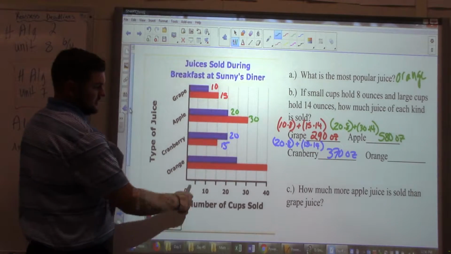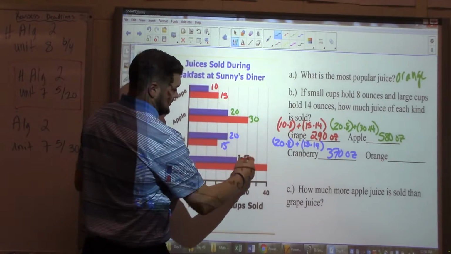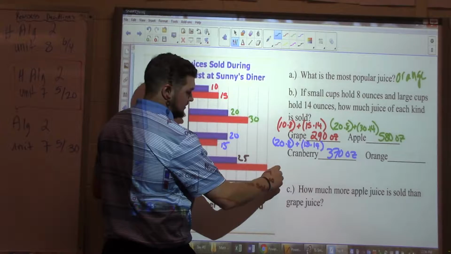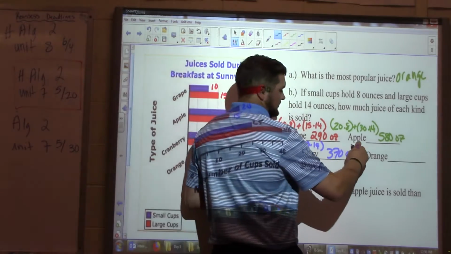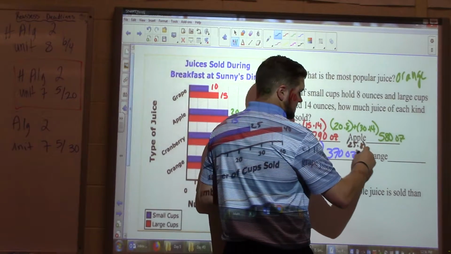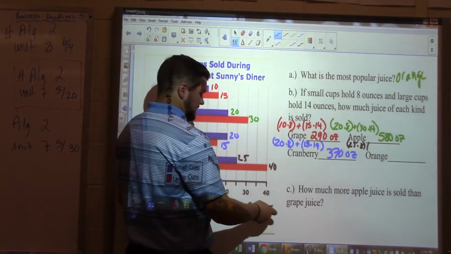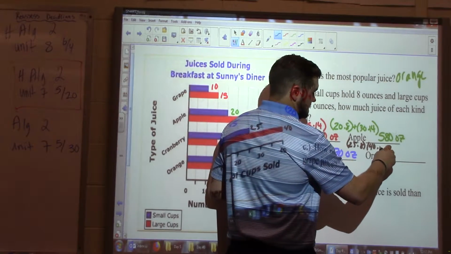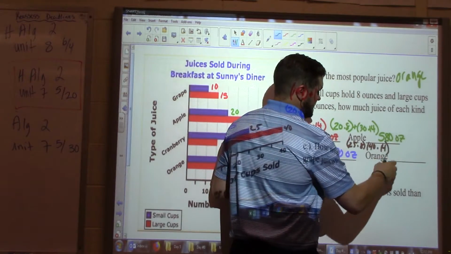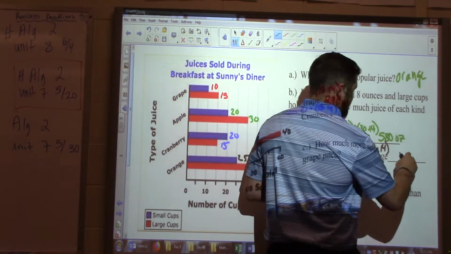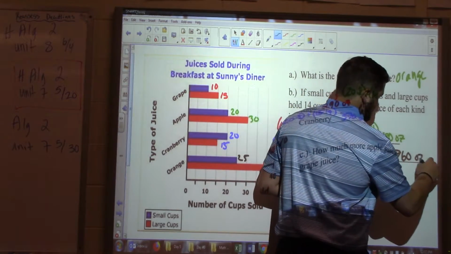Lastly, orange, 25 small, 40 large. 25 times 8, 40 large. So 40 times 14, 760 ounces.